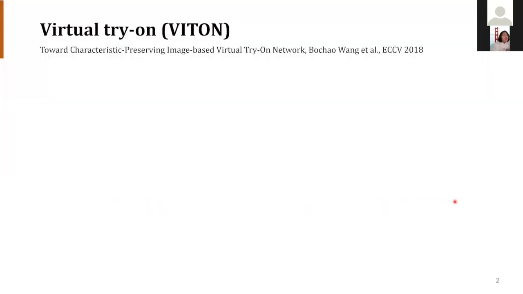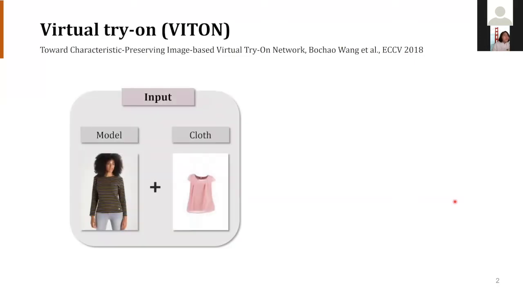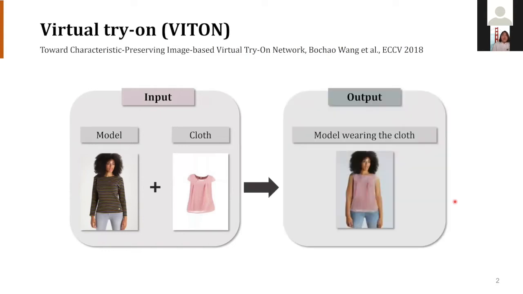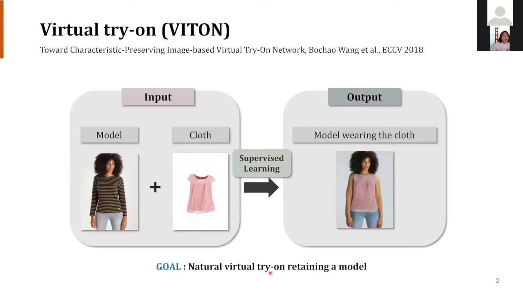The basic idea of virtual try-on is the following. It has input with model and cloth, and the VITON system synthesizes the output model wearing the target cloth. Basically, it is by supervised learning, aiming for a natural virtual try-on that retains the model's properties such as pose, face, and other clothes, and so on.